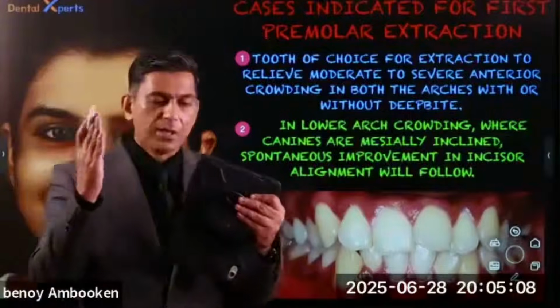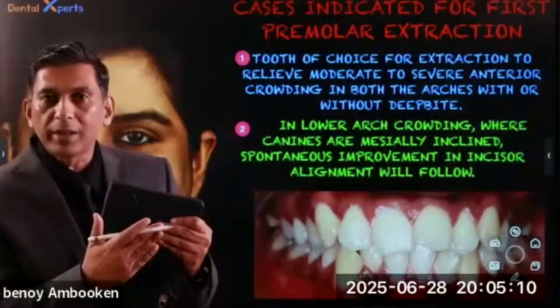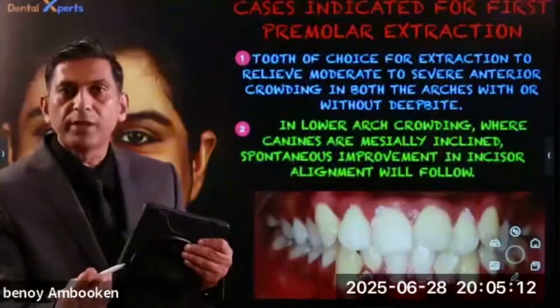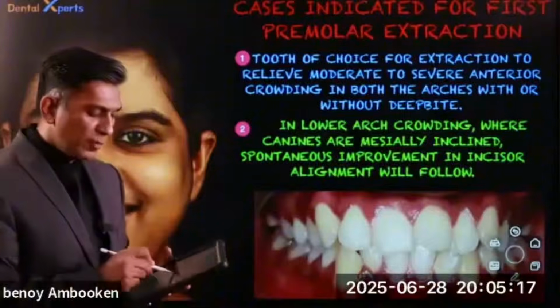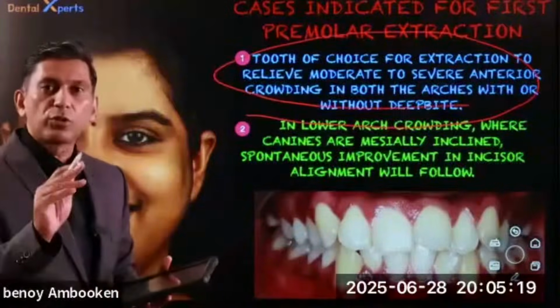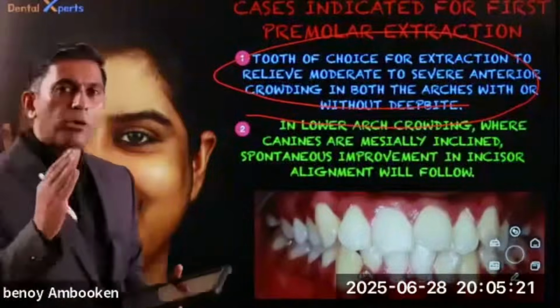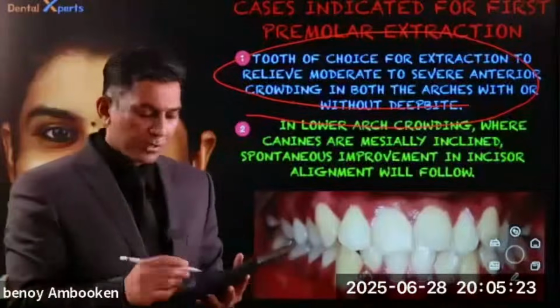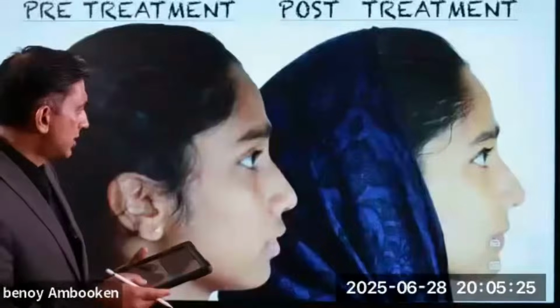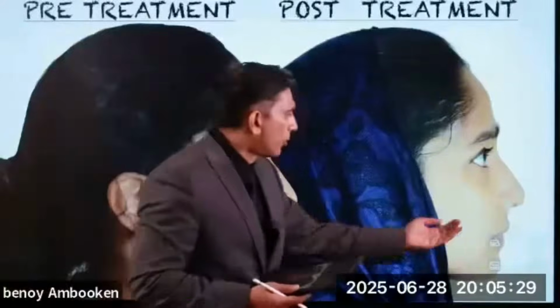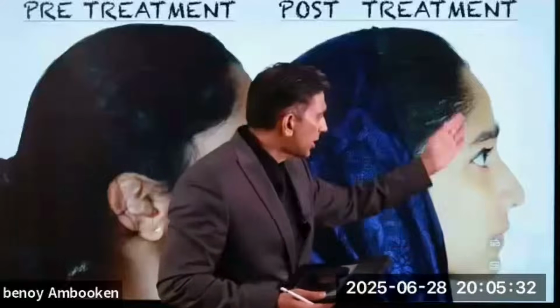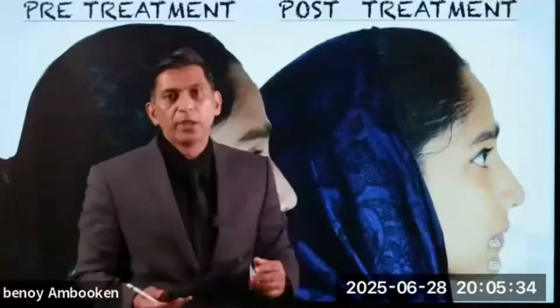Whenever you have your canine overlapping the lateral incisor in a convex profile, it is a case indicated for first premolar extraction. So severe or moderate crowding with or without deep bite, with the canine overlapping the lateral incisor. If you look into this case, you see this patient had a convex profile. On first premolar extraction and retraction, the patient has a straight profile.